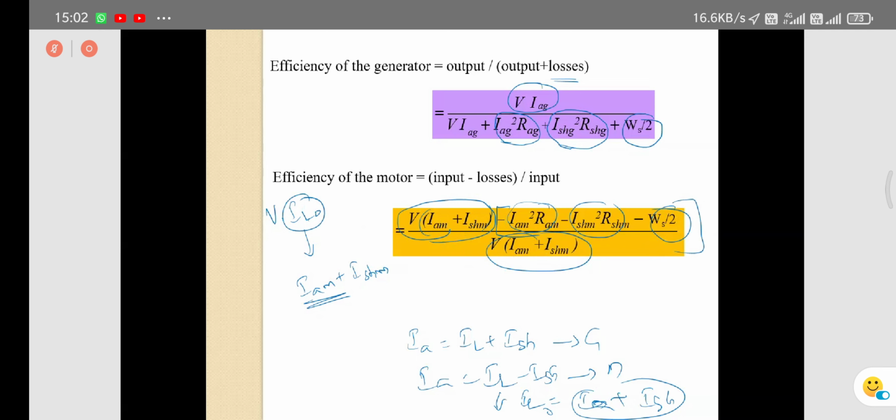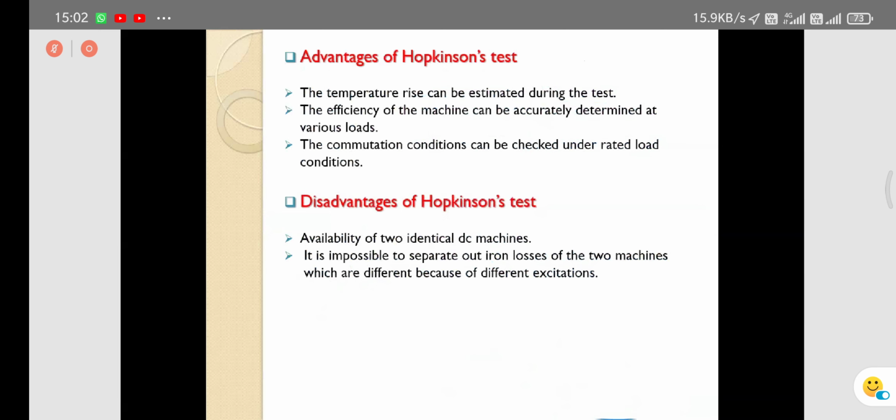So coming to the advantages and disadvantages of Hopkinson's test here. So Hopkinson's test.